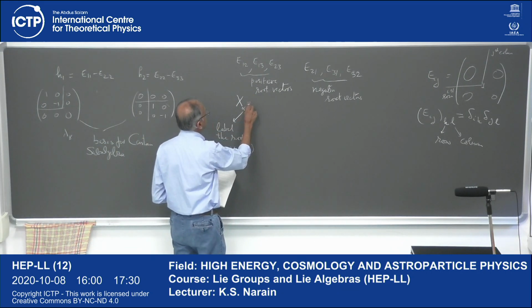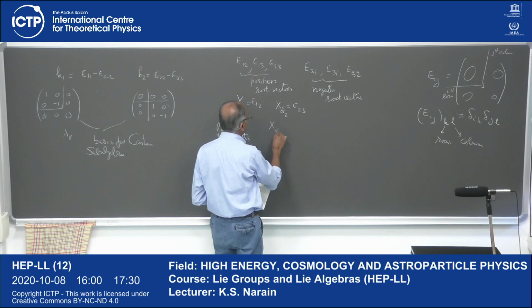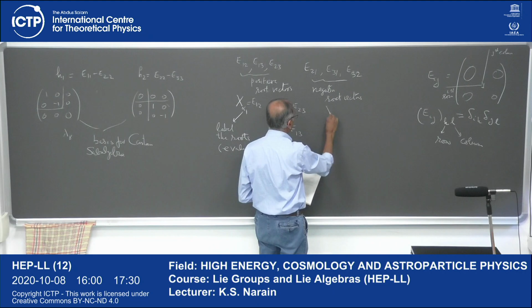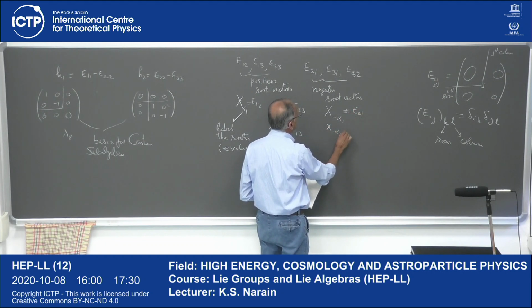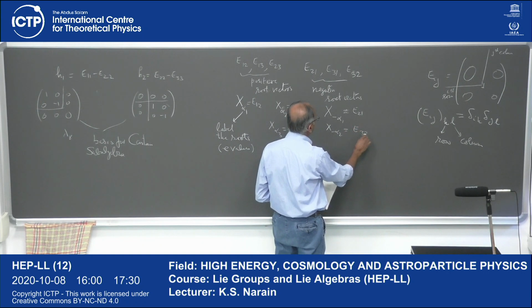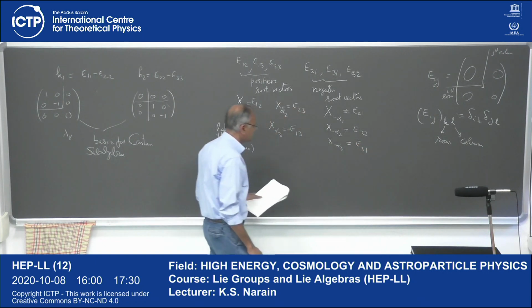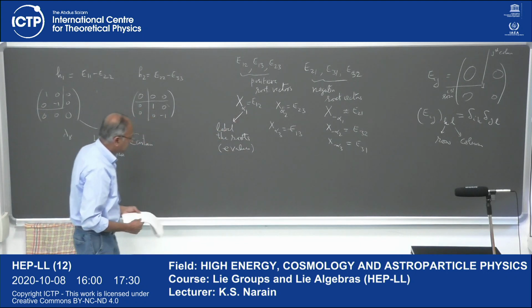Okay. So this X alpha 1 is the same as E12. X alpha 2 will be E23. And X alpha 3 will be E13. Okay. And then these will be the corresponding negative ones. I will denote them as X minus alpha 1, which is E21, X minus alpha 2, which is E32, and X minus alpha 3, which is E31. Okay. So now we can find exactly what these alphas are.